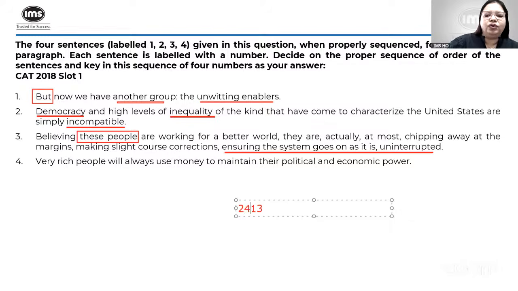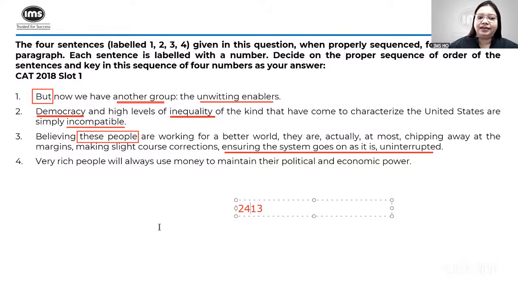So 2, 4 should be a link. It may not be a very visible link, but you see that 4 is actually giving you reasons as to why democracy and high levels of inequality don't go hand in hand. Because the rich people will never allow democracy and equality to prevail, because they will work on establishing and reinforcing their own inequality, right? And 1, 3 is a clear pair.